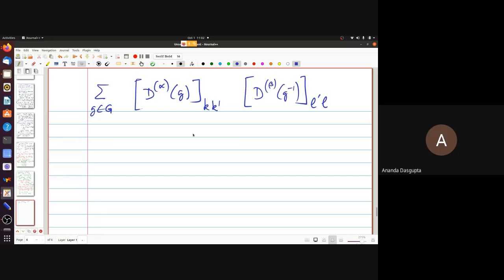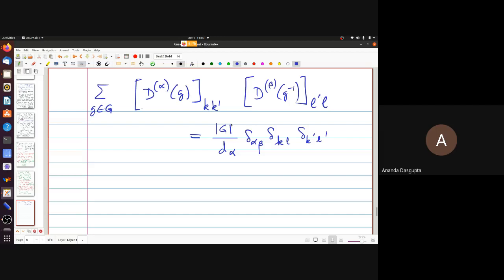We are talking of general representations now, not necessarily only orthogonal ones, or not necessarily only unitary ones. And that was the dimension of the group divided by the size of the representation, and then a bunch of delta symbols: delta alpha beta, delta k l, delta k' l'.